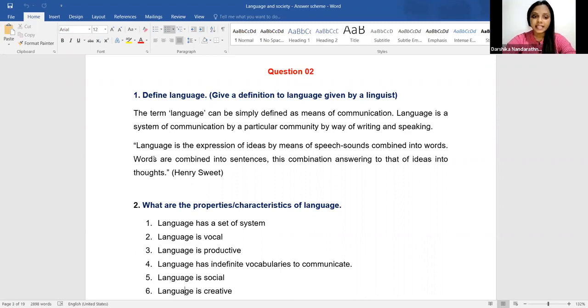Language is the expression of ideas by means of speech sounds combined into words. Words are combined into sentences. This combination answers that of ideas into thoughts. So this is the definition given by Henry Sweet.